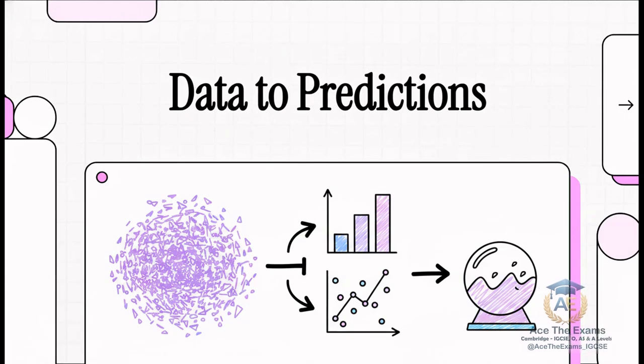Welcome to this explainer. I'm so glad you're joining us today because we're going to dive right into something that is absolutely crucial in our modern world, taking raw, chaotic numbers and transforming them into powerful visual predictions.